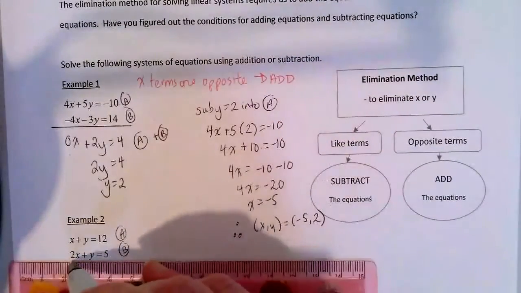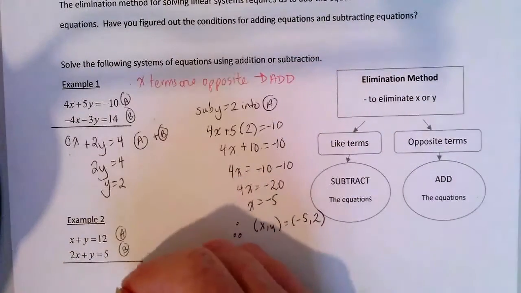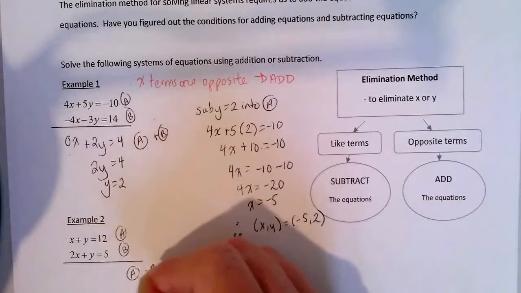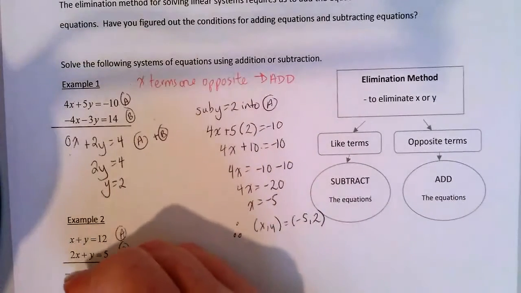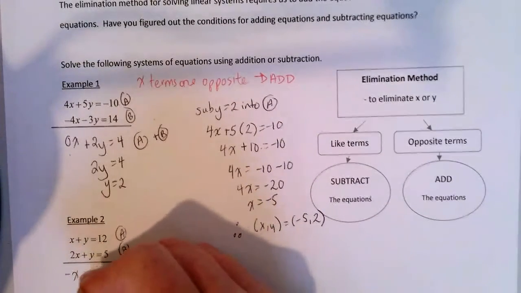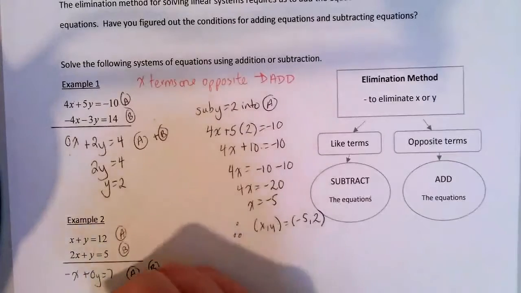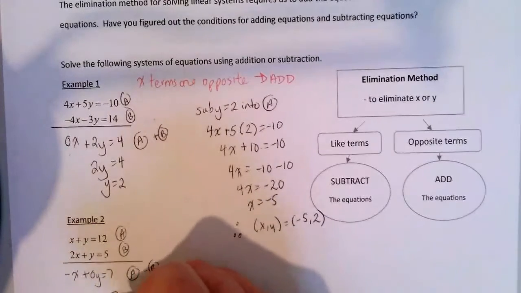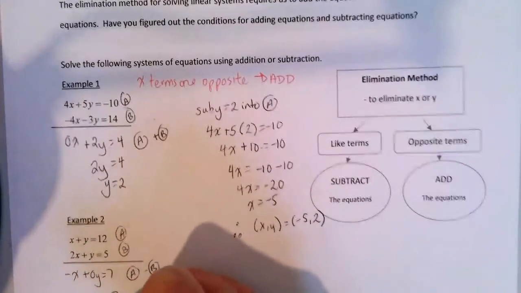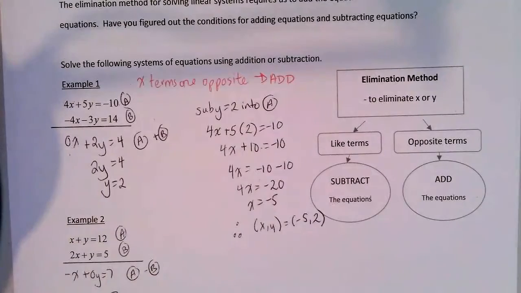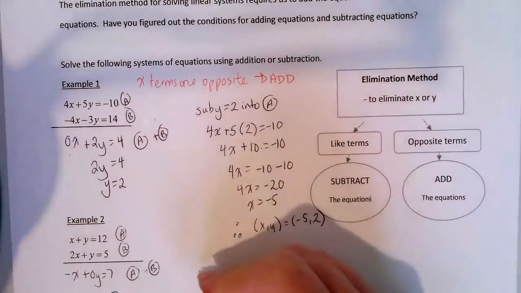I'm going to draw myself a line. And I'm going to take equation A and subtract B. So that'll give us minus x plus 0y equals 7. Negative x equals 7, so x equals negative 7. Then we're going to substitute that in.